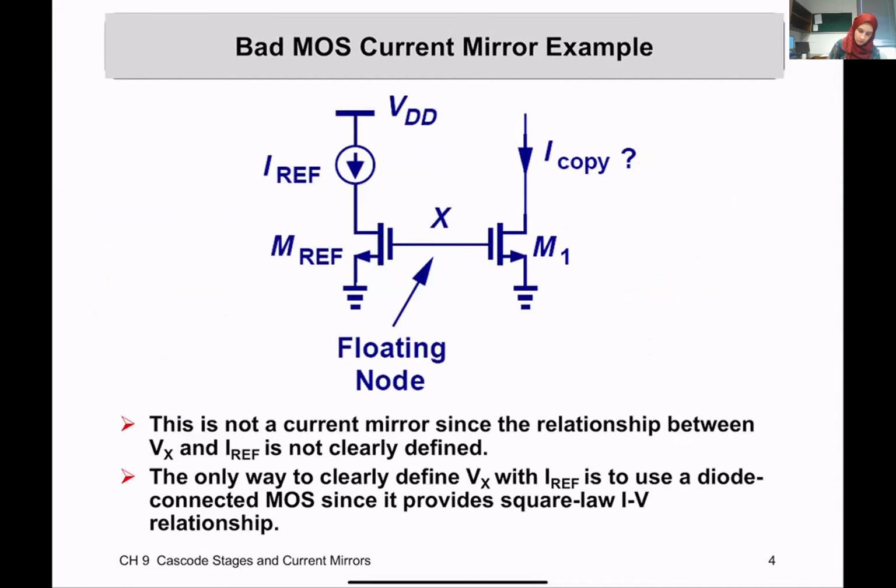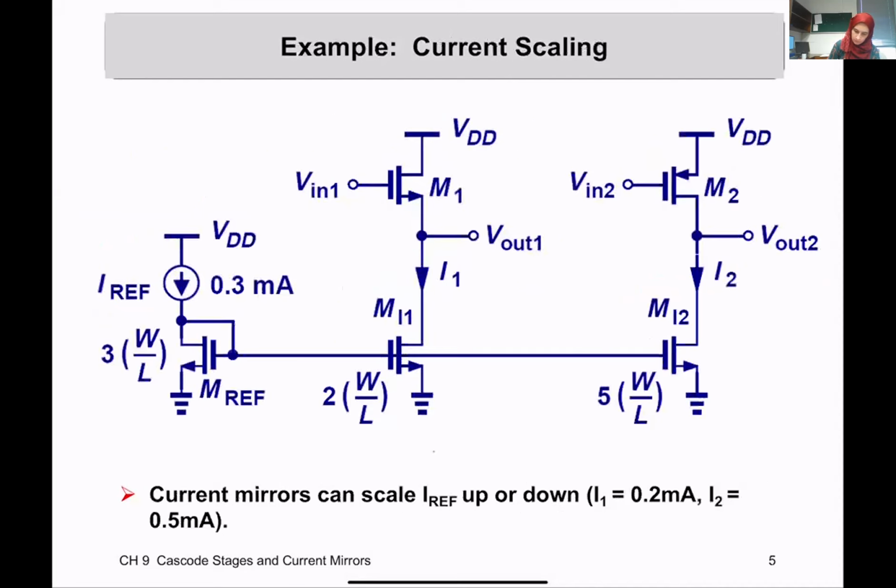You just need to make sure that you don't forget the connection of X value. So now let's look at this example and find out how much current we are going to have in I1 and I2.